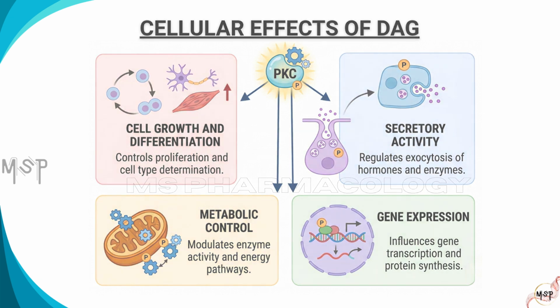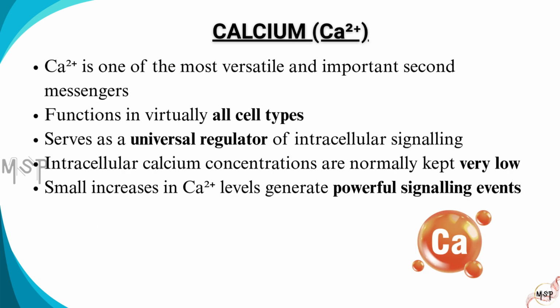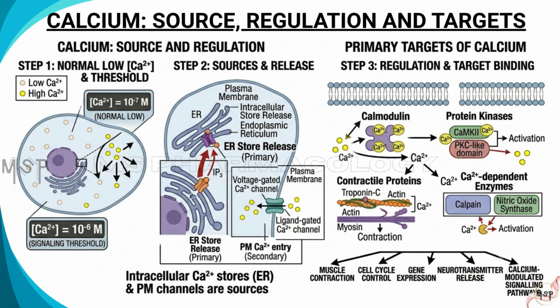the plasma membrane. Among all second messengers, calcium is one of the most versatile and universally used signaling molecules in biology. Under resting conditions, intracellular calcium concentrations remain extremely low. This allows even small increases in calcium levels to function as powerful signaling events. Once released into the cytoplasm, calcium produces its effects by binding to a variety of regulatory proteins. These proteins act as intracellular sensors that detect changes in calcium concentration and convert them into specific cellular responses.